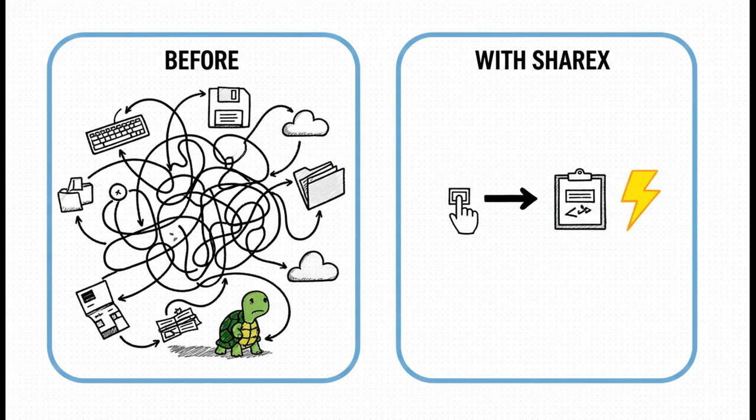Now, let's actually see this in action. Remember that clunky multi-step process from before? Yeah, the difference is just night and day. Without ShareX, it's a slow, manual chore. With a ShareX workflow, you just press your hotkey. And that's it. The screenshot is taken, it's uploaded, and a shareable link is already on your clipboard, ready to paste. It turns a 6 or 7-step process into one.